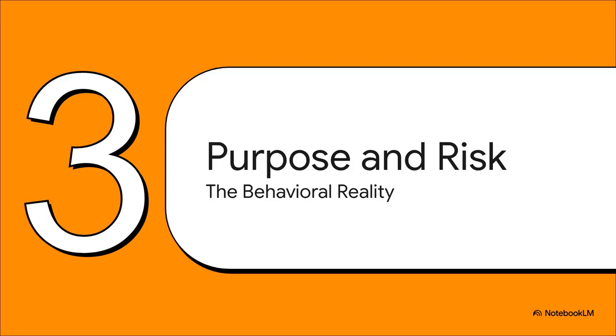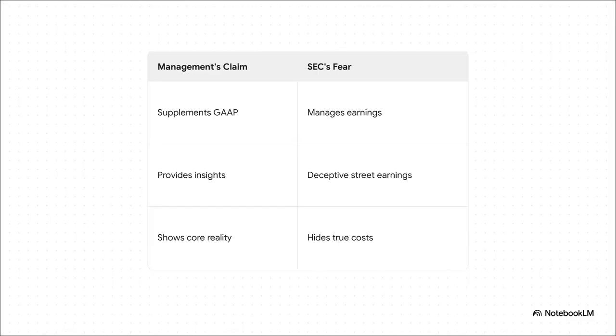Let's jump into Section 3, the purpose and the risk. This really digs into the behavioral reality behind why companies do this. There is this fascinating, nonstop tug-of-war between corporate management and regulators here. Management will claim they absolutely need these measures to supplement GAAP. They argue that really strict accounting rules actually obscure their true performance, and they just want to show the core economic reality of the business.